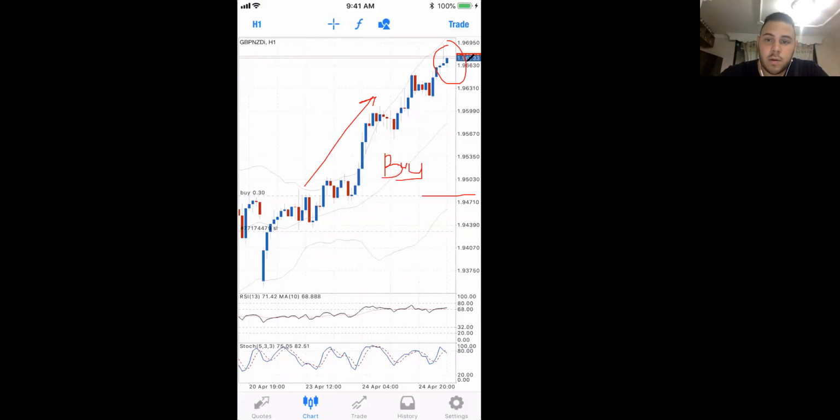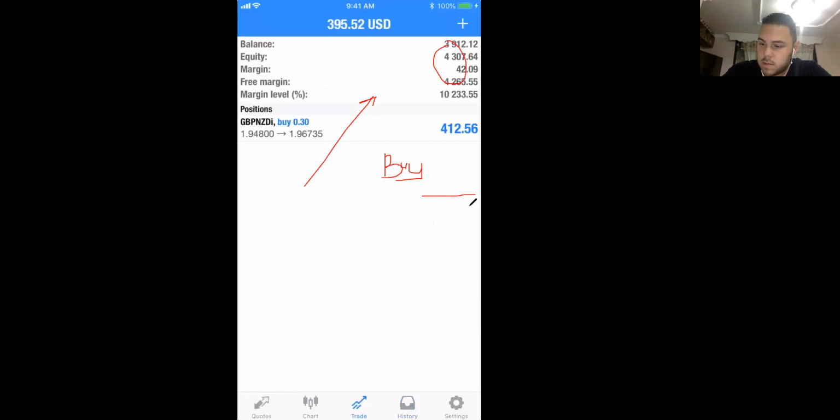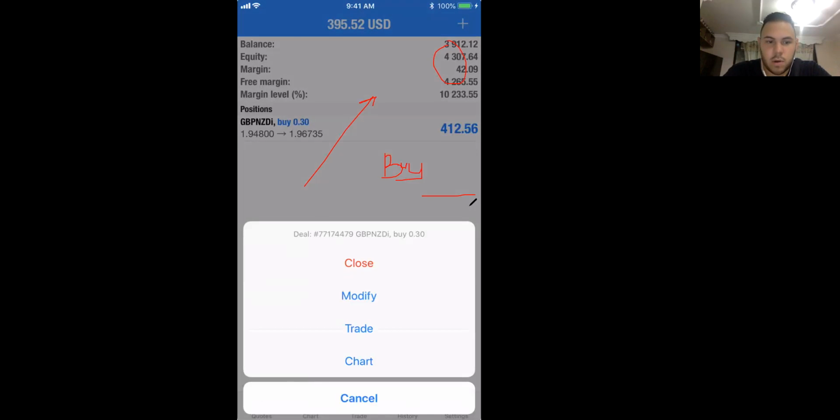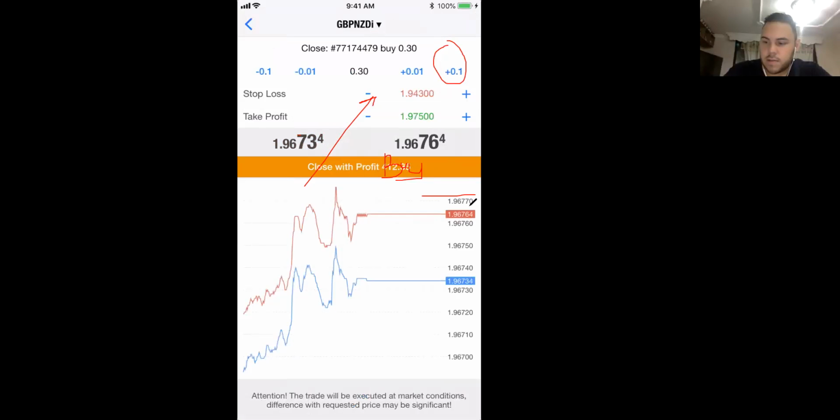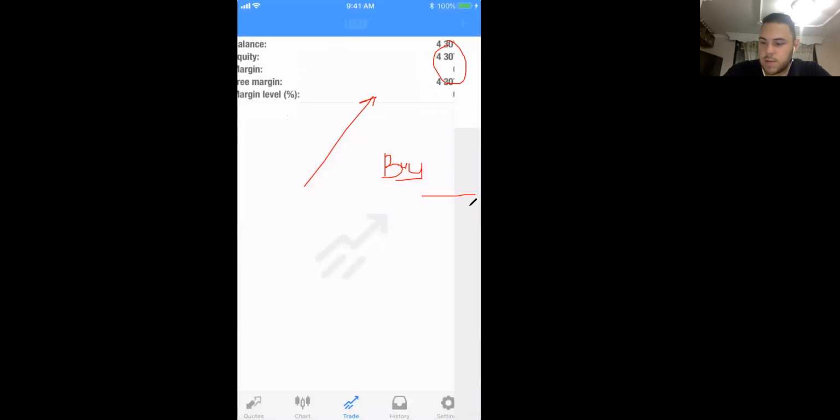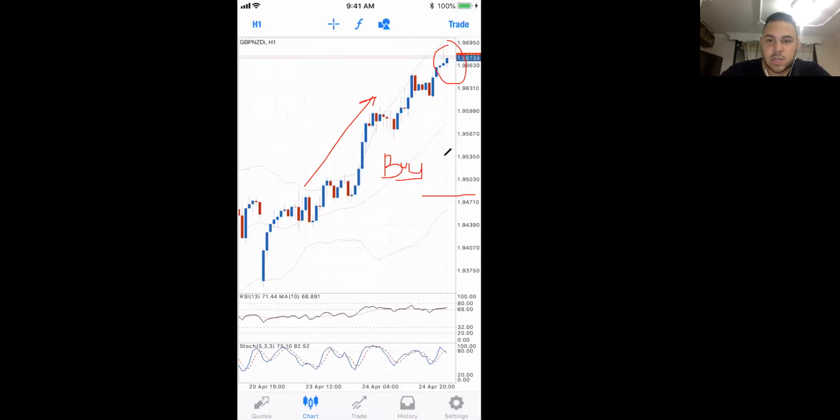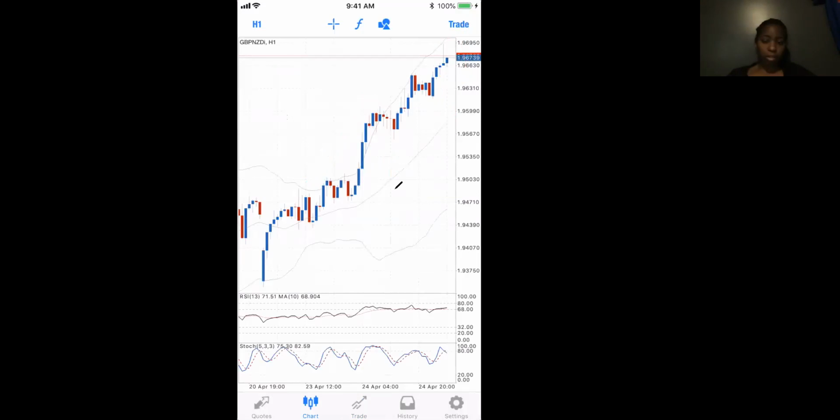We are at 1.96700, and the price was 1.94800. So we're up almost 200 pips. So I'm taking my profit. One second, this is how you take it. You hold it, close, then close with profit. The reason I'm taking mine is because I know it needs to come down and then keep going up, right? So that's how you will gauge it.